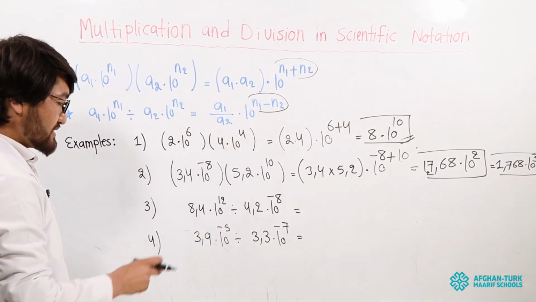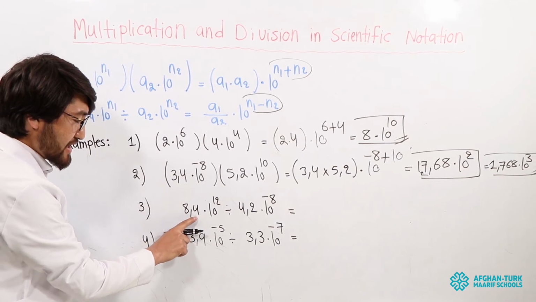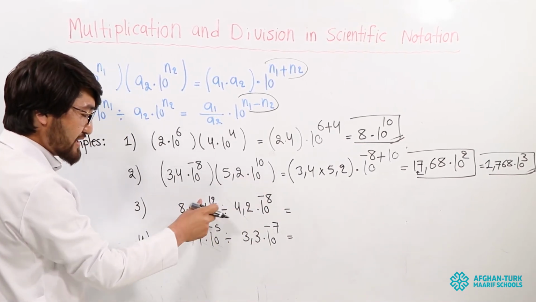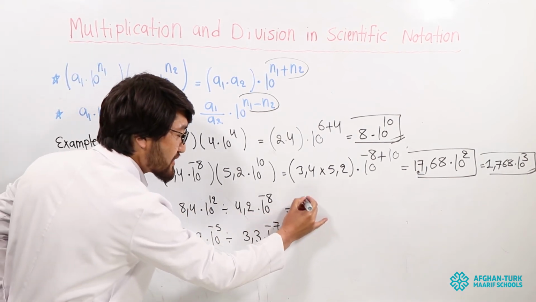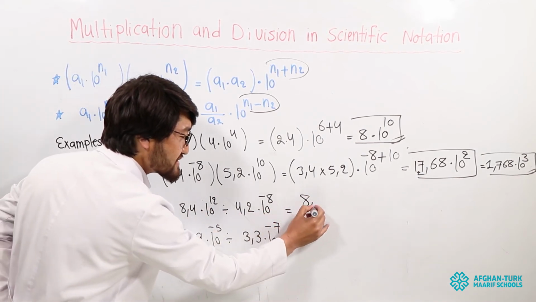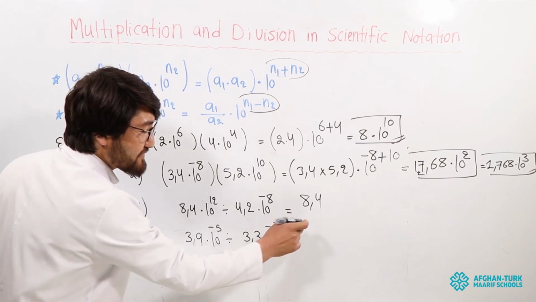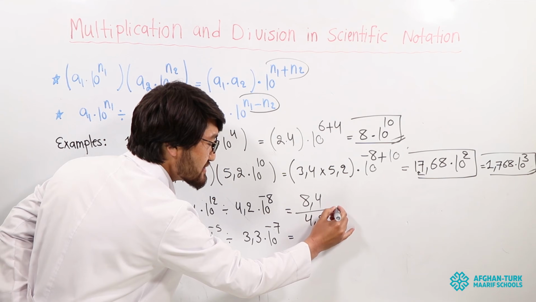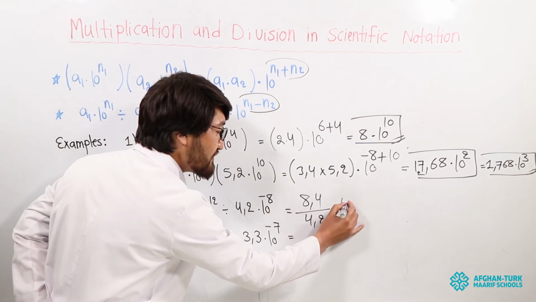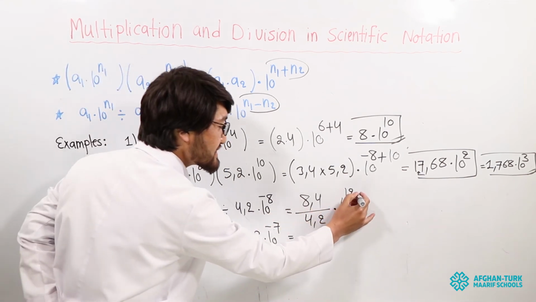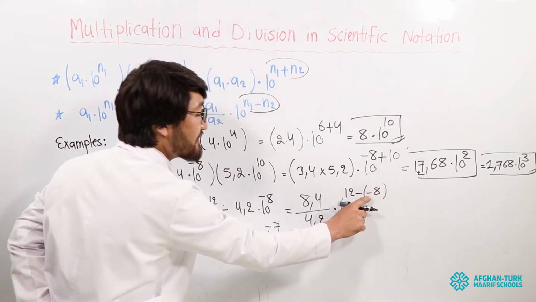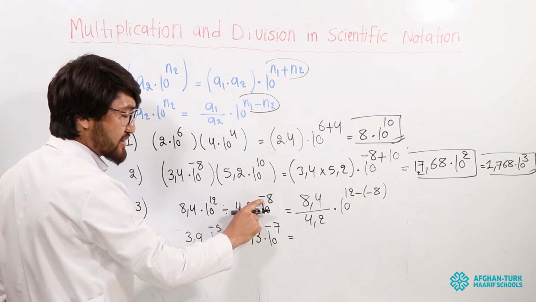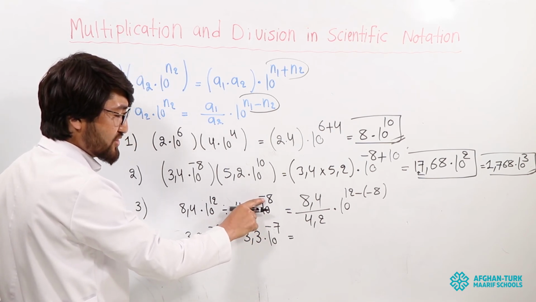Okay, come to the next example. Here also we have two numbers that we want to divide. First of all we divide the numbers, 8.4 divided by 4.2, times 10 to the power of 12 minus. Here we have a minus, and also we have this minus. This sign is the exponent number.